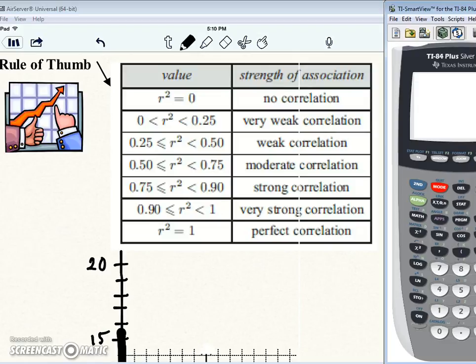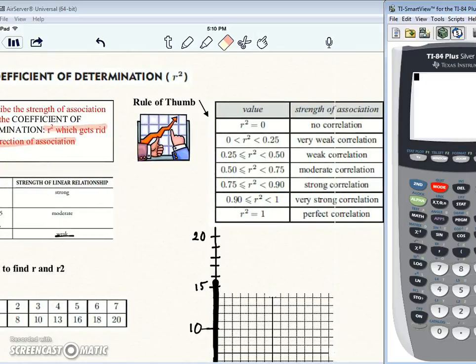Take the R squared. R squared equals 0, that's no correlation. 0 to 0.25, that's weak, etc. And again, this is just a general rule of thumb. You may want to just remember it by that it's going up by 0.25. And we'll practice that in class.